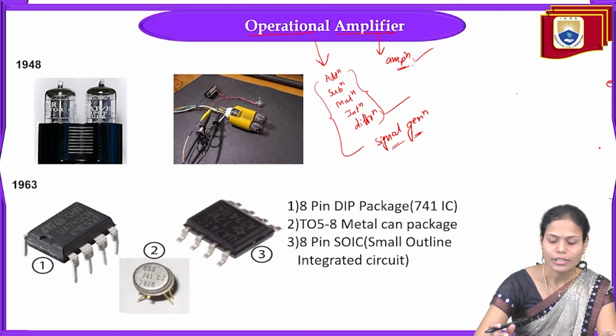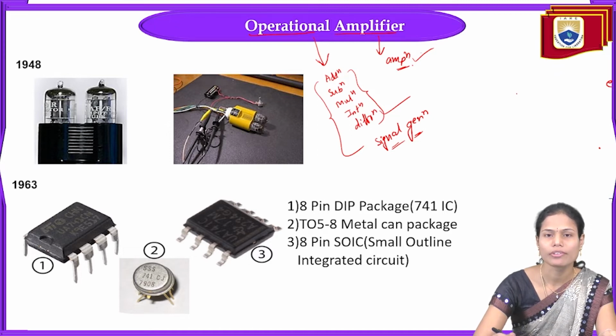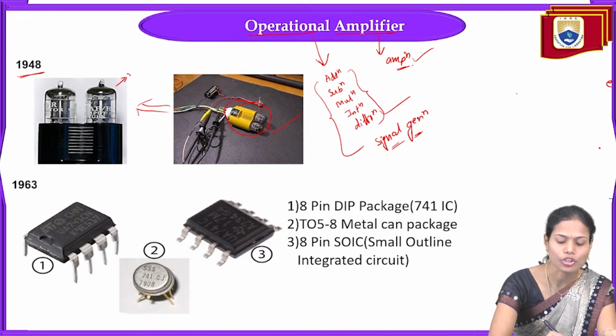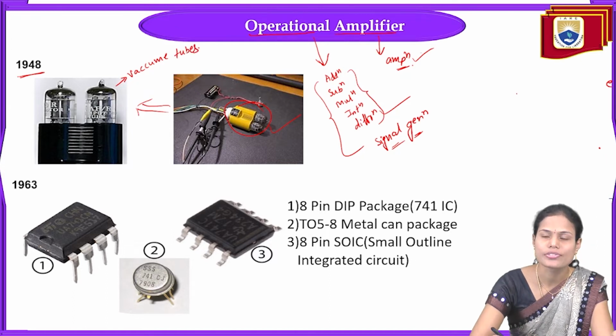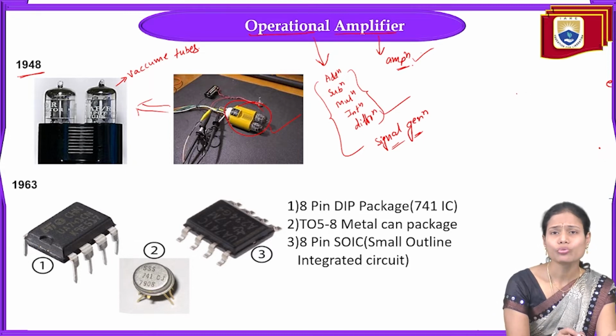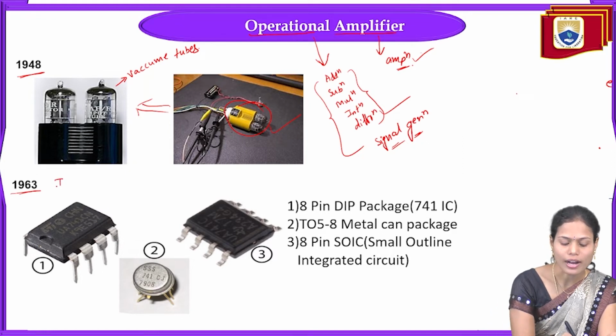While coming to the operational amplifier, it was invented in 1948. The first operational amplifier is in this form, and after that it was designed with vacuum tubes. After technology improvement, the new version of the operational amplifier was invented in 1963 in the form of an IC, that is, an integrated circuit.